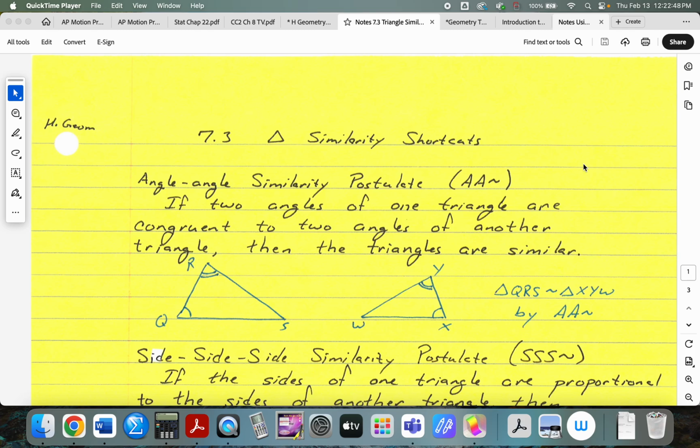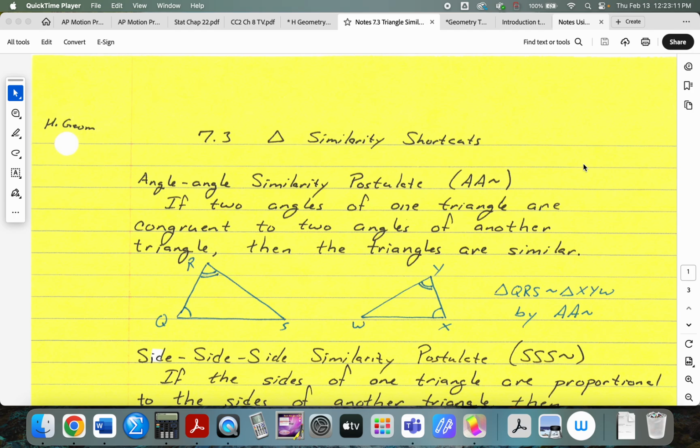So this will be the last section on this unit on triangle similarity shortcuts. There are 3 of them, and we'll talk about why you only need 3, whereas with congruent triangles we had to have 5. We'll talk about why that is in just a couple of minutes.